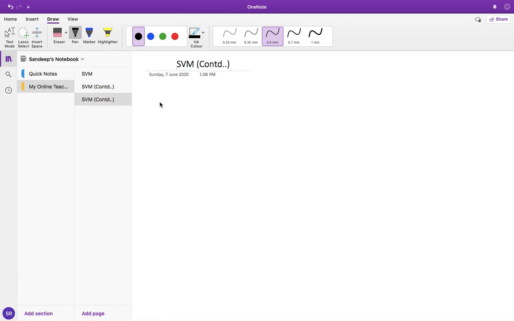So our job is to maximize the distance 2 by norm of w. This is the distance. So maximize this distance between the support vector and the hyperplane. And what are the variables? The variables are w comma b.